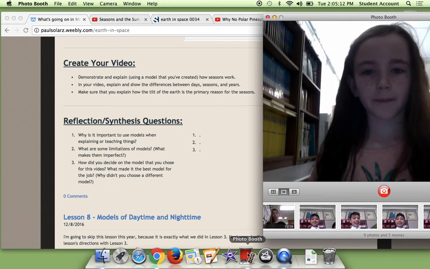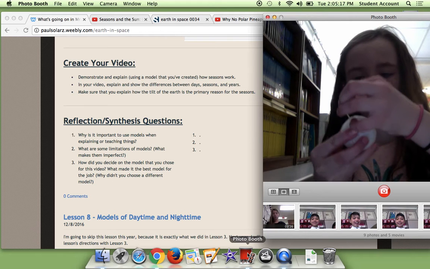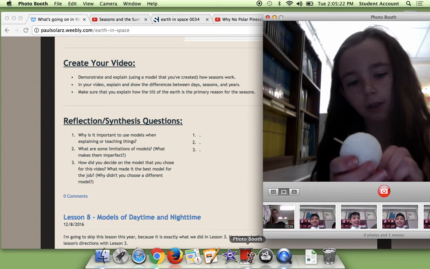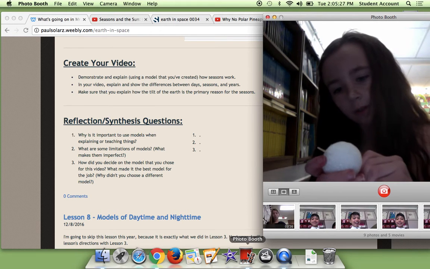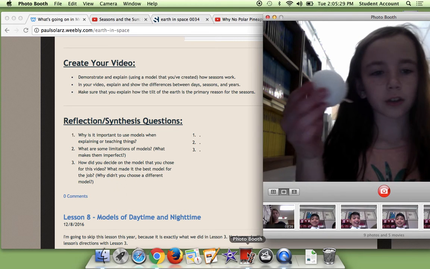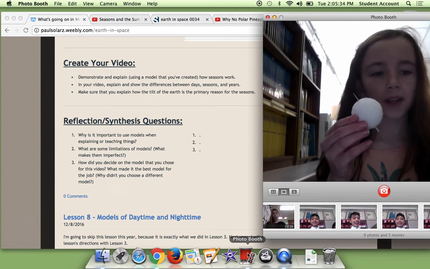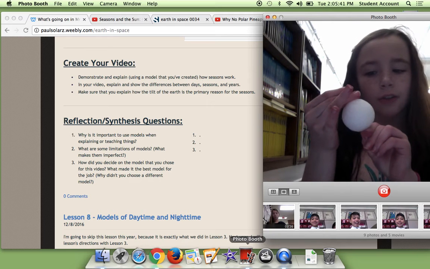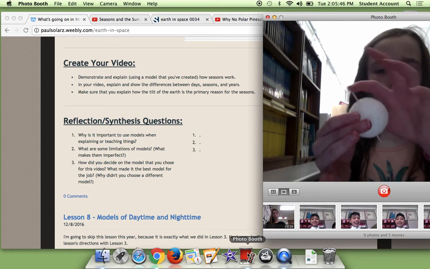Demonstrate. So pretend this is the Earth. There. This is the axis, and there's always a tilt to the Earth. If you never were shown the axis, you would just think, oh yeah, the Earth isn't tilted. But it is. So the axis is an imaginary line.